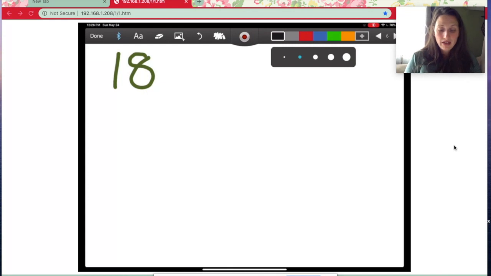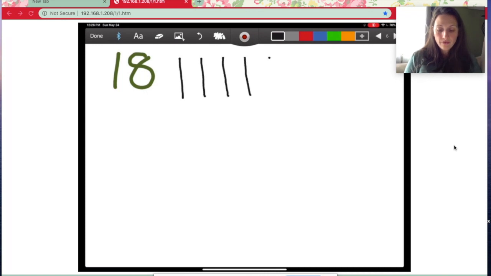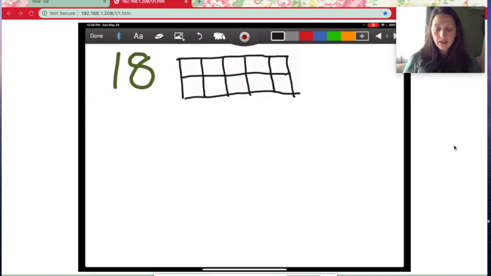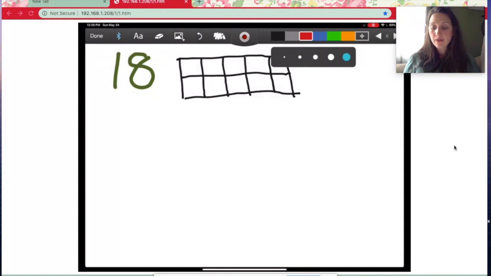We need, let's see, 1, 2, 3, 4, 5, 6 vertical lines and 3 horizontal lines. There we go. Okay, so there's our tens frame. And if at any time, boys and girls, you need to pause the video, you go ahead and do that. You pause the video, you take your time to catch up, and then you press play again.